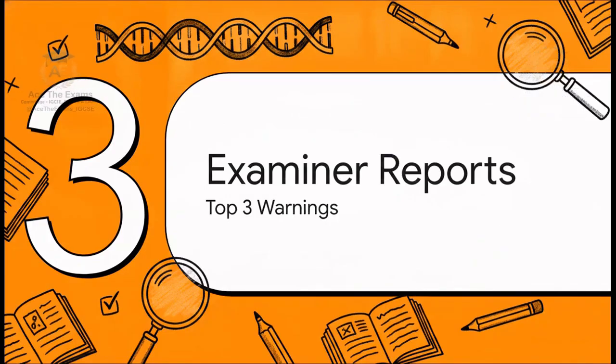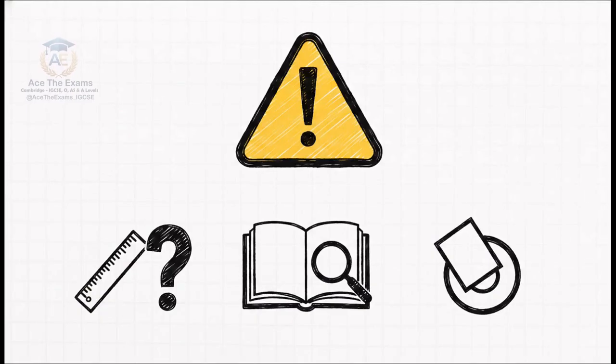Section 3, Principal Examiners' Reports and their top 3 warnings. And this brilliantly illustrates what examiners are actually thinking when they grade your paper. We actually researched the Cambridge Principal Examiner reports for this specific topic, and we found the hard data on exactly where students are messing up. Warning number 1. Students constantly forget to include units in their 6.1 semi-conservative DNA replication calculations, losing incredibly easy marks.